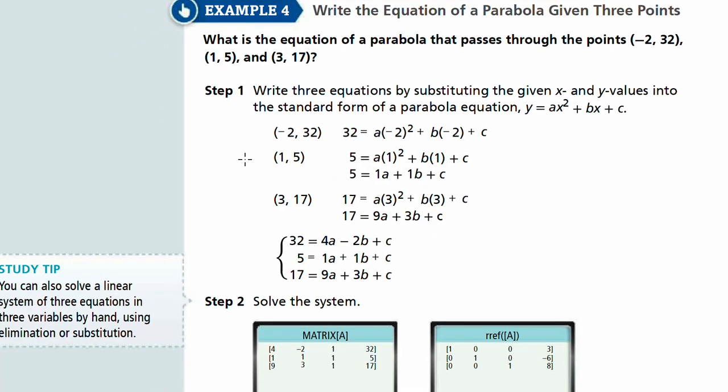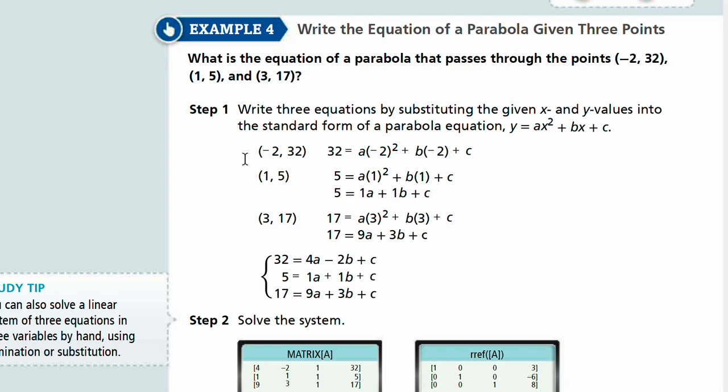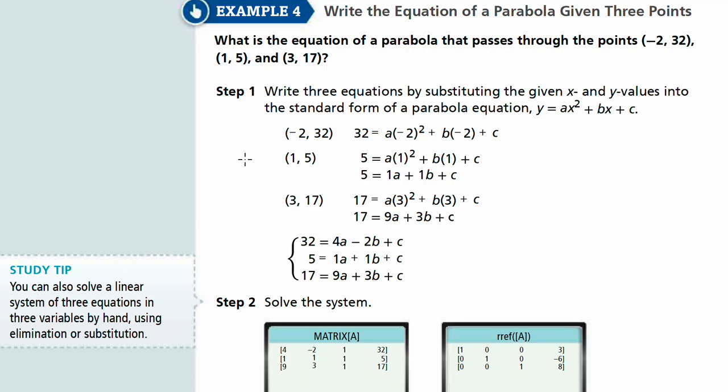We'll continue with example 4, writing the equation of a parabola given 3 points. What is the equation of a parabola that passes through the points (-2, 32), (1, 5), and (3, 17)? So, step 1, write 3 equations by substituting the given x and y values into the standard form of a parabola equation, y equals ax squared plus bx plus c.